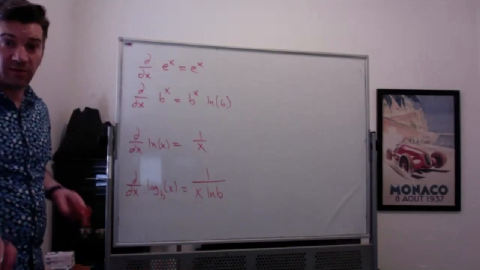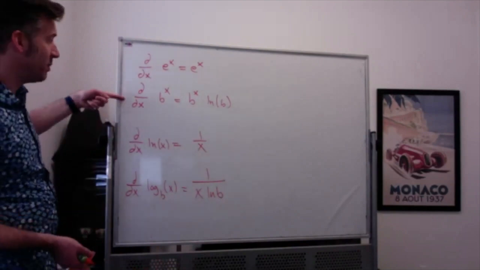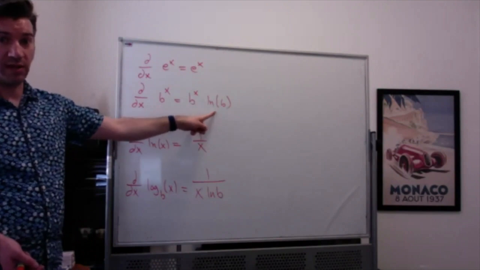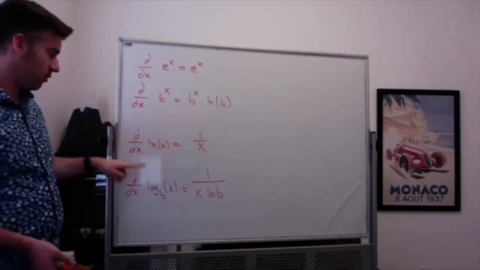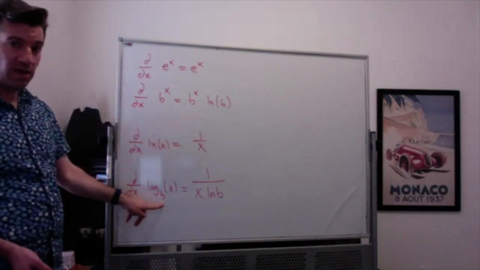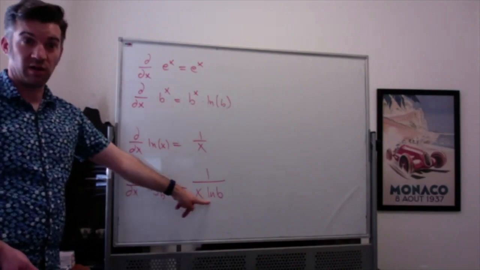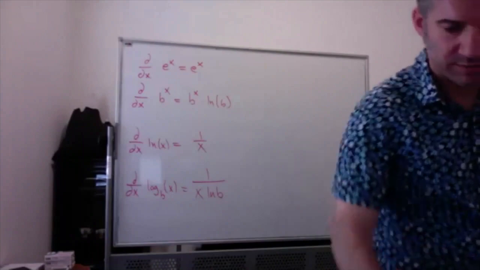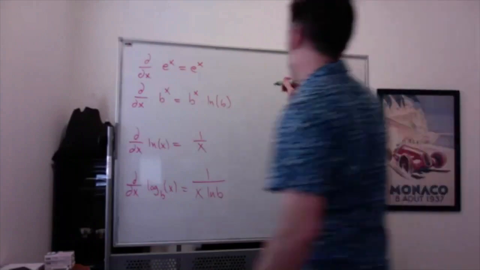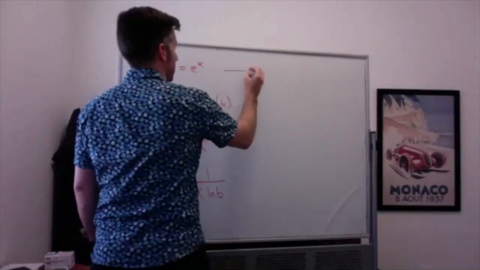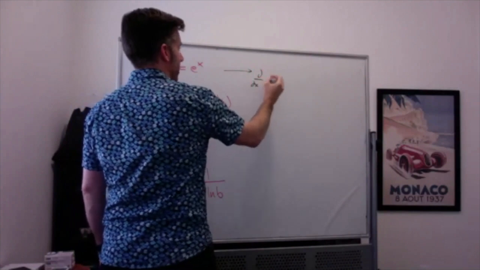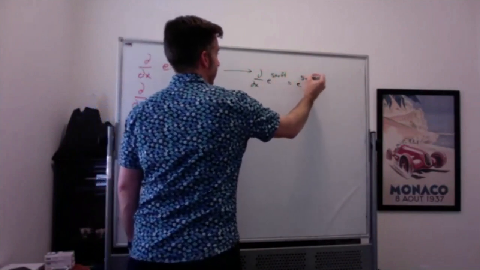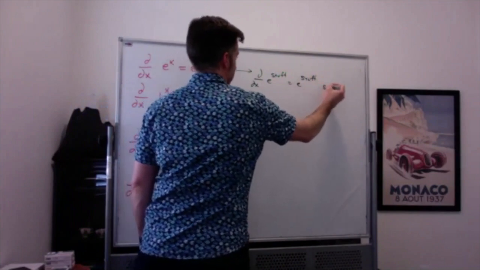Like I was saying before, if you have an exponential function with a different base, you end up multiplying by the natural log of that base. If you have a logarithmic function with a different base, you end up dividing by the natural log of that base. And then there's also the chain rule versions: the derivative of e to the stuff is e to the stuff times the derivative of stuff.